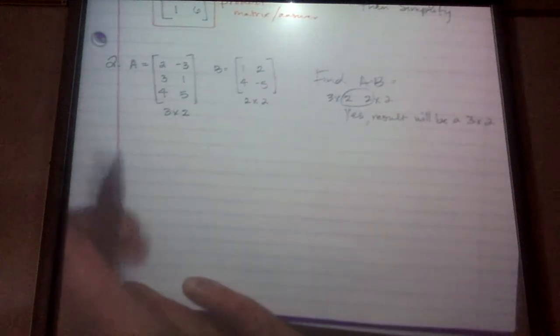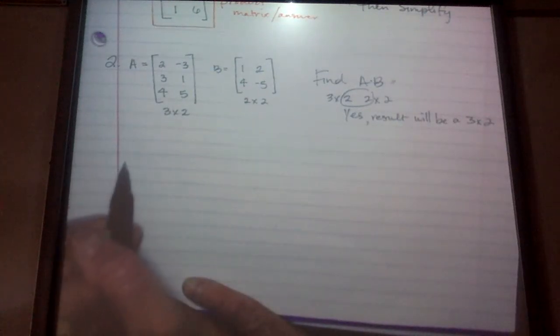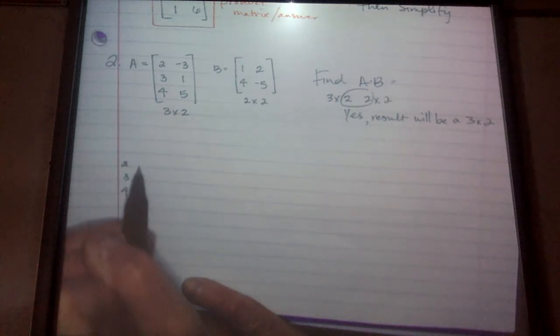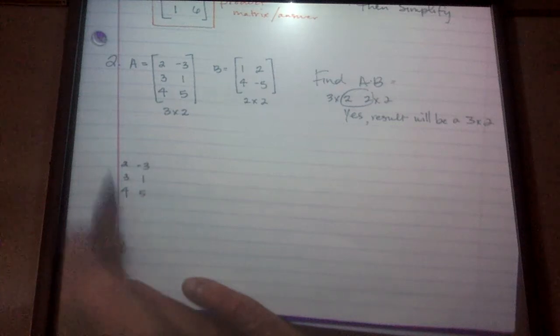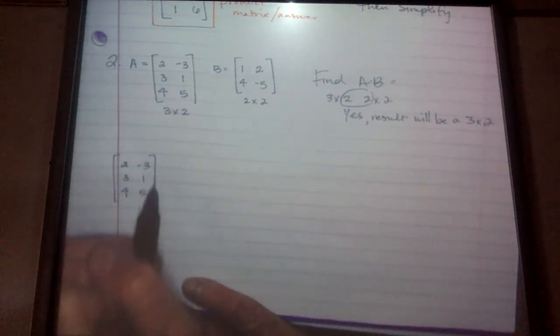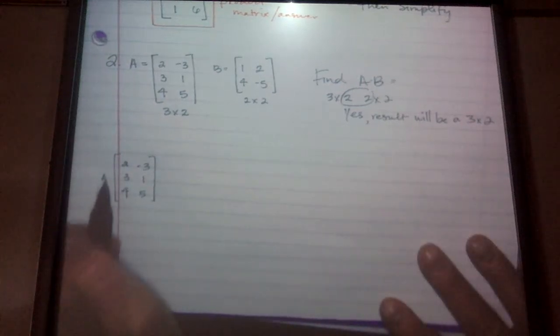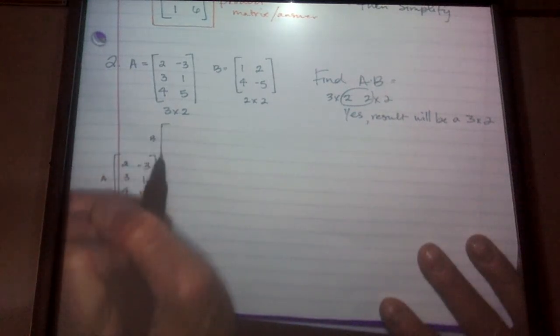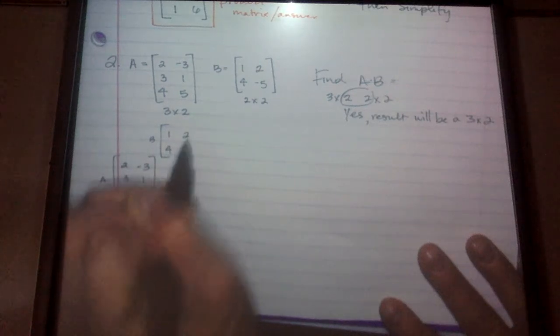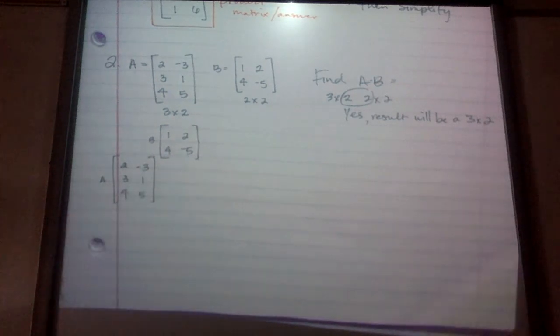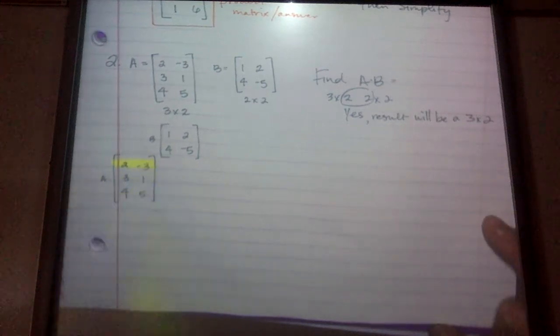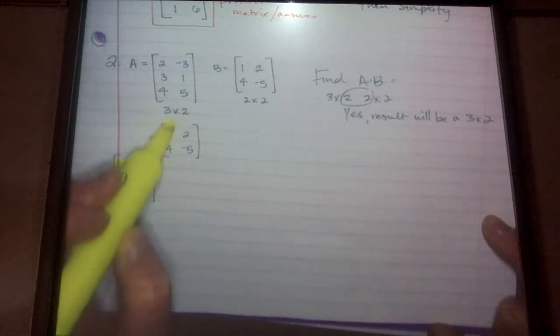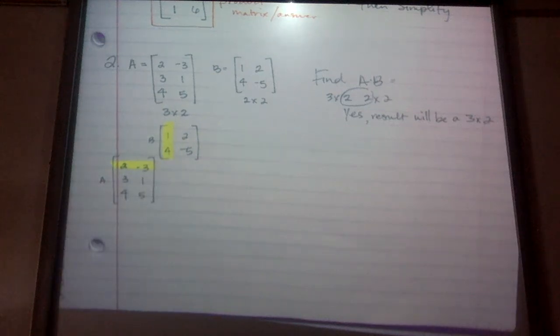So here we go. I'm going to list A first. So again, I'm going to keep it on the left. 2, 3, 4, negative 3, 1, 5. I set it up first, then I put brackets around it. And that's A. And I'm multiplying that by B, which is 1, 4, 2, negative 5. Now I'm going to start with row 1, column 1.